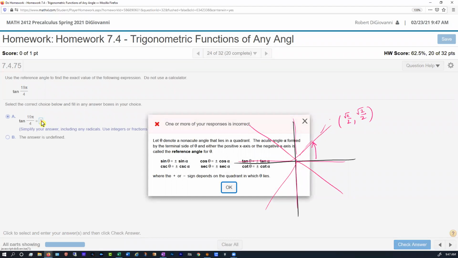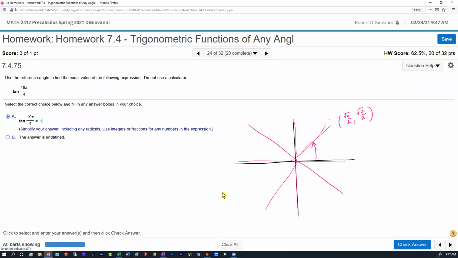Whoa. Did I not count that right? Did I do 9π/4, not 19? I think I did 9. Let me do it again. I'll do it in blue. 1, 2, 3, 4, 5, 6, 7, 8, 9, 10, 11, 12, 13, 14, 15, 16, 17, 18, 19. Oops, we're over here. Okay, so our reference angle is still π/4 here.